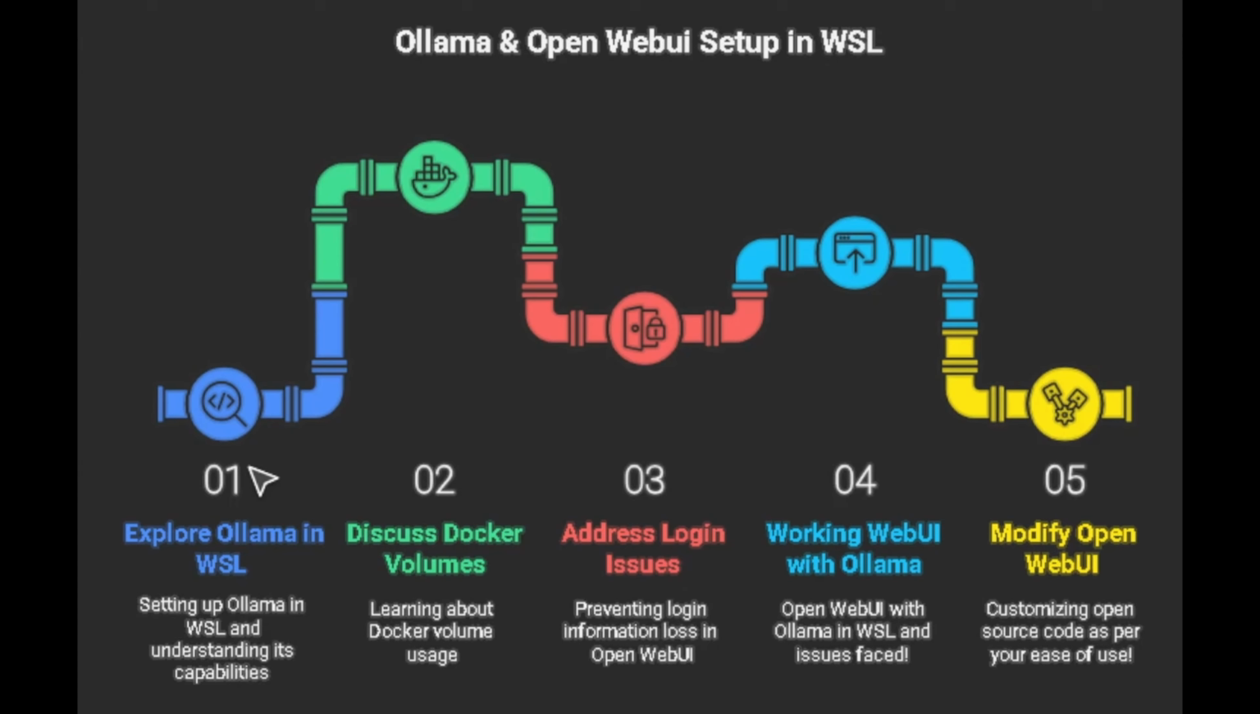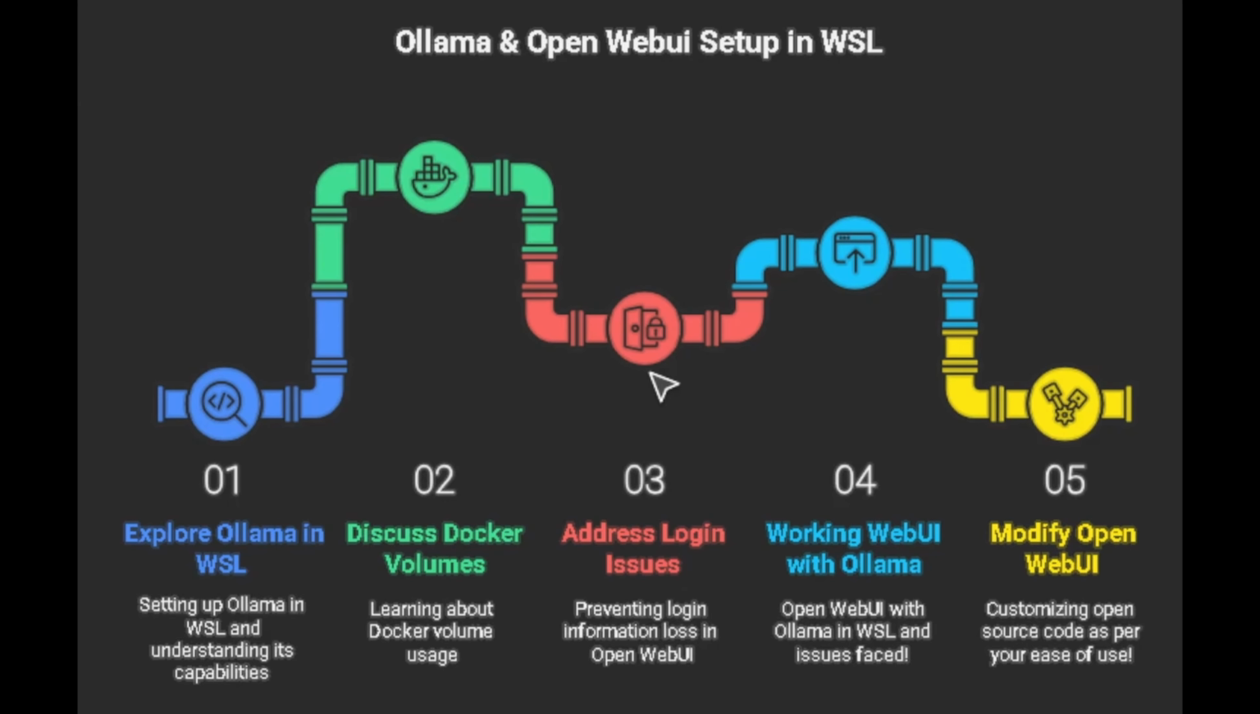So first of all, we'll explore Ollama in WSL, where we'll set it up and make sure that we understand its capabilities and what else it can do. And then we'll take a small dive into Docker volumes. The reason for that is that I faced some login issues when I was going through it, and I just wanted to make sure that I understand it. And you can see as well, hopefully you don't lose your access to it.